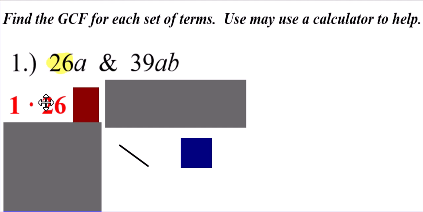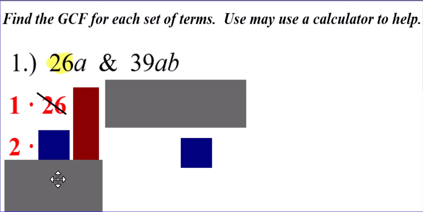Now, in our calculator, we're going to check: is 39 divisible by 26? Meaning, if I take 39 divided by 26, do I get a whole number? Because if I do, then I'm done, and 26 is the greatest common factor. But no, if you take 39 divided by 26, you're going to get 1.5. So, sorry, 26 is not a factor of 39. It is a factor of 26, but it's not a factor of 39. Therefore, it can't be the greatest factor that they have in common. So what do I do? I go to the next greatest factor of 26.